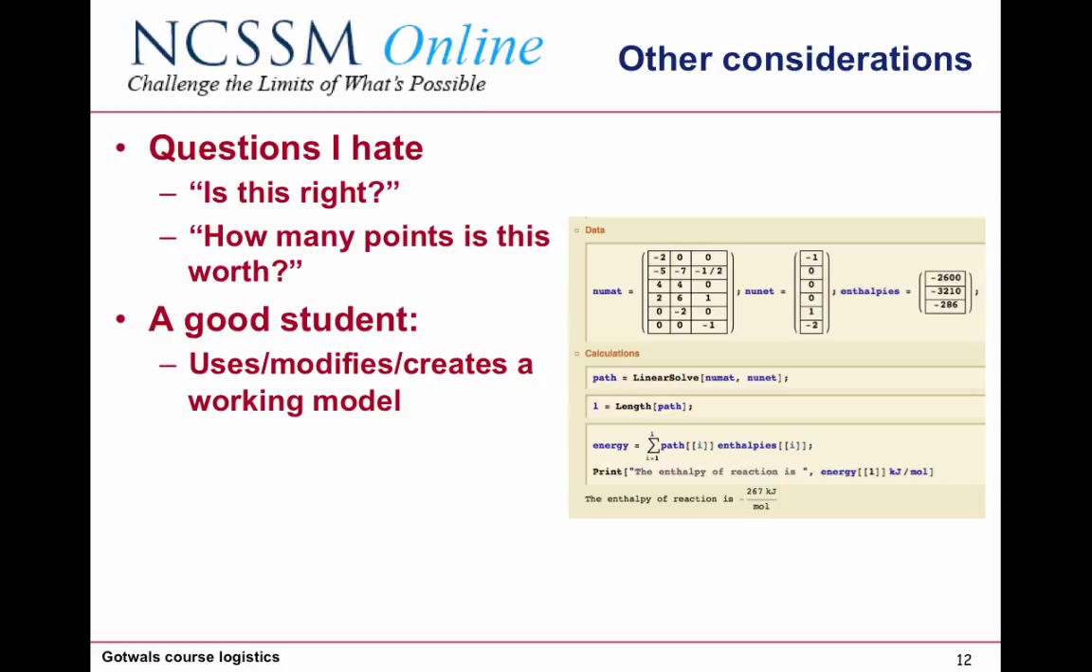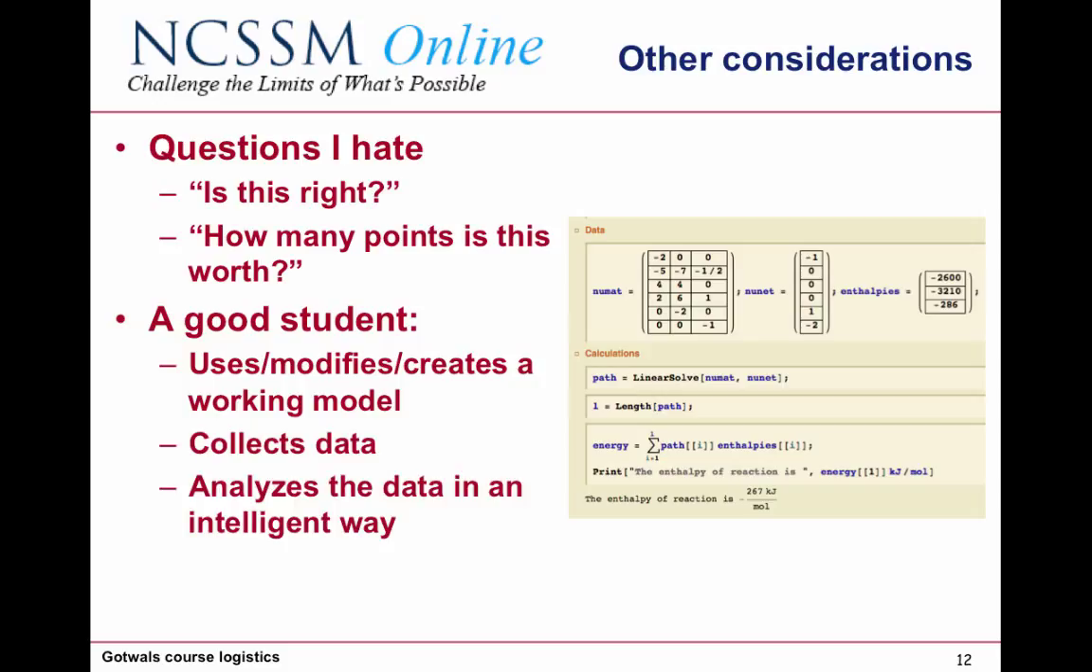Okay, a good student will use computer models, modify computer models, or create computer models to solve some particular problem. A good student will collect data. A good student will analyze data in an intelligent way. And intelligent might mean that you get the right answer, okay? But intelligent could also mean you don't get the right answer. It could be that you applied some pretty smart thinking and ideas to the data you had. You didn't quite get the right answer, but you demonstrated that you were thinking about the problem in what I consider to be an intelligent way, and your grade will reflect that, even if you don't get the right answer.